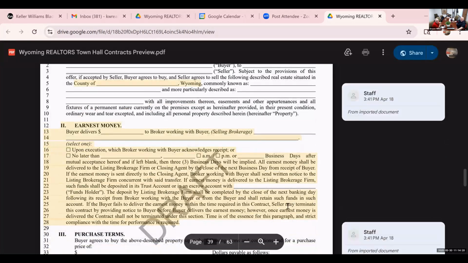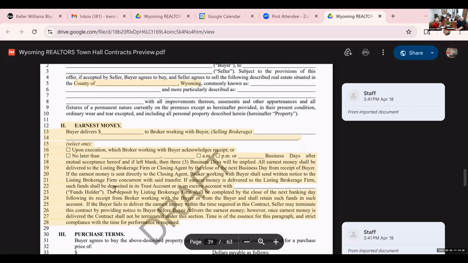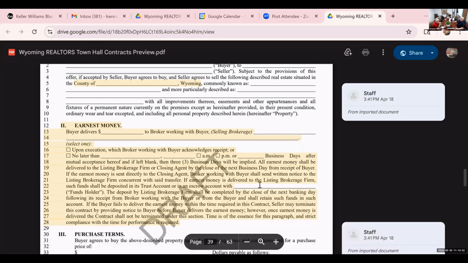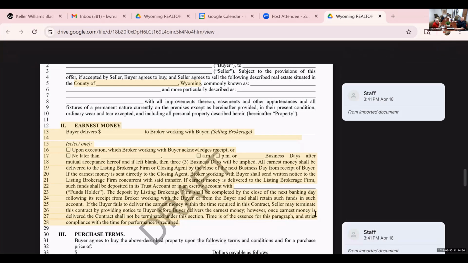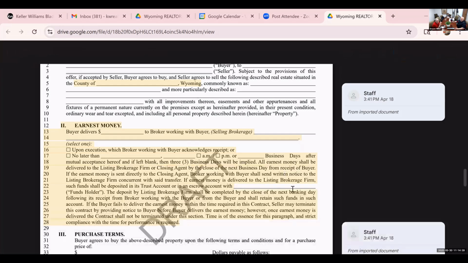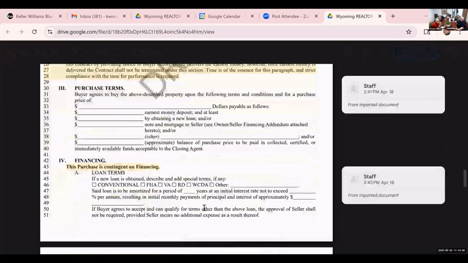Other than that, this didn't really change except for this line. So you're going to give the money delivered to the listing brokerage firm. Such funds shall be deposited in their trust account or an escrow account with, and then you put a funds holder in there if that was the case. So if it's going to First American or whoever your title company is, you're going to put it in there, and then I would line this one out, and then you're done on that line.